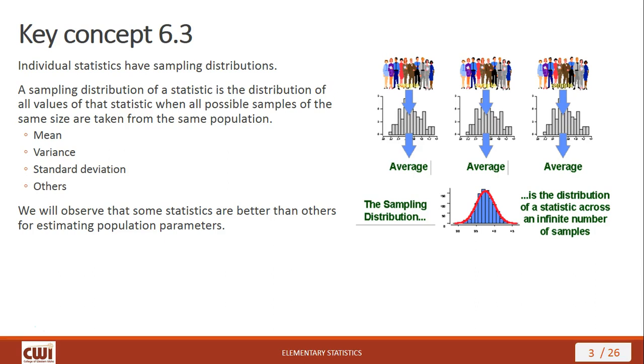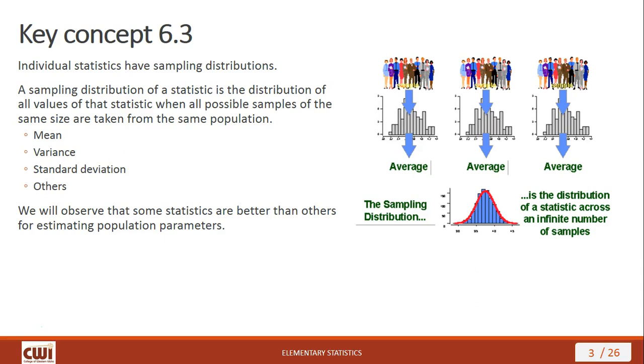So, key concepts for this particular section. First, the individual statistics that we've been looking at, such as mean, standard deviation, and so forth, have sampling distributions. A sampling distribution of a statistic is simply the distribution of all values of that statistic when all possible samples of the same size are taken from the same population.